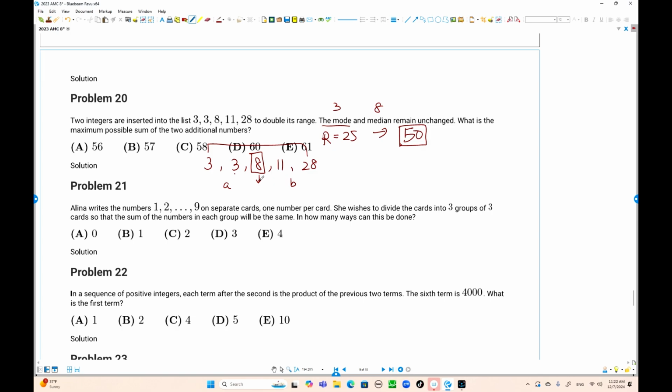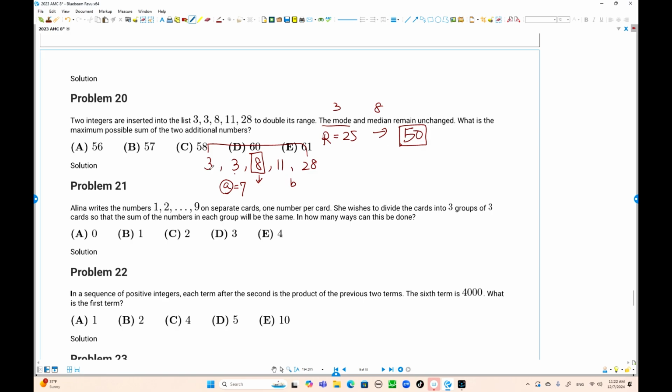To have a maximum sum of these numbers, A must be maximum, right? Where is A? To have a maximum, 7, right? It can be 8. If this is 8, equal to 8, it possibly could be. It can be 3, 4, 5, 6, 7, 8. But 8 equal to 8 would be a second mode, right? That is not allowed. The maximum possible value of A is 7.